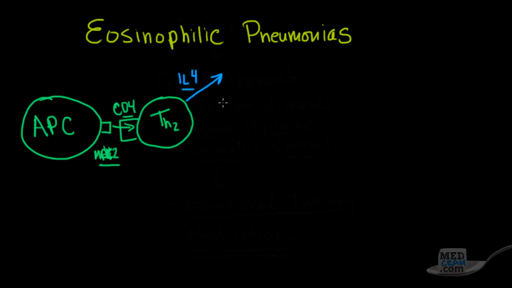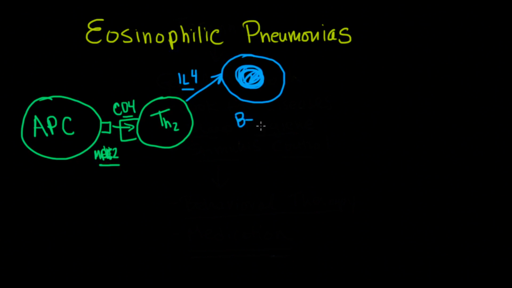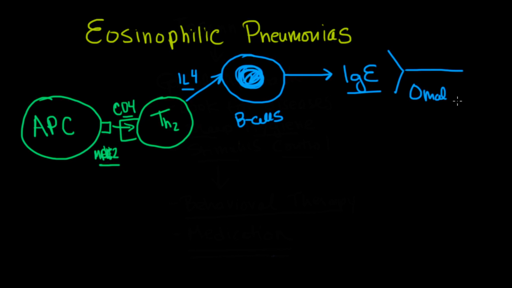IL-4, which is really important with plasma cells, because what it does is it takes B cells and causes them to turn into plasma cells and make IgE. And we can actually hit that antibody with another antibody called omalizumab. And so we can block the effect of that IgE.